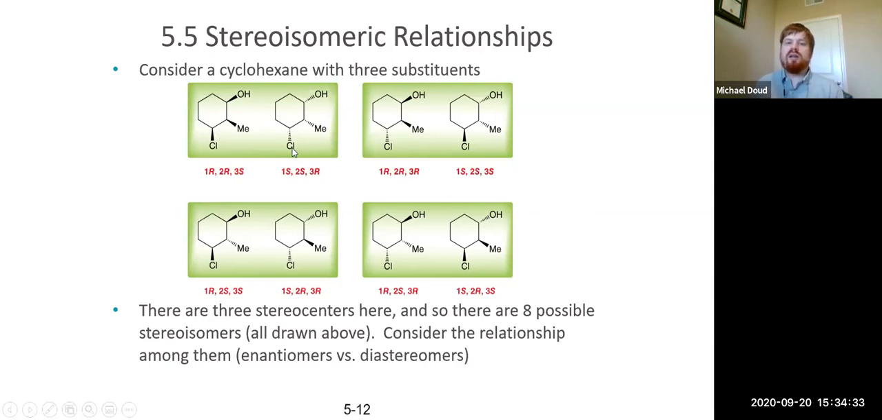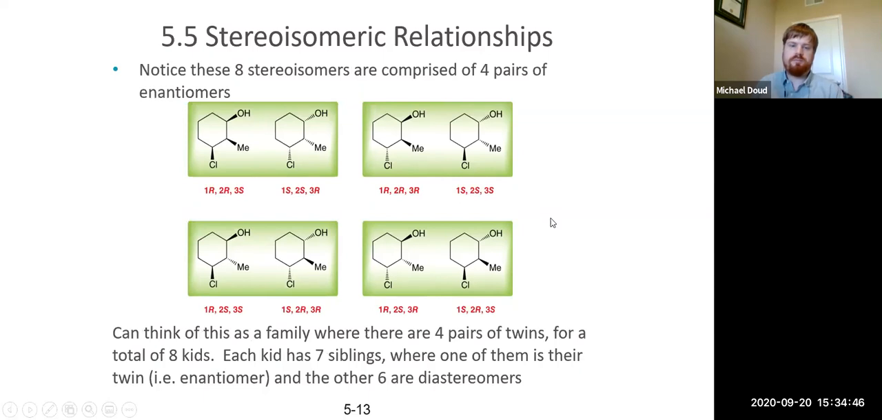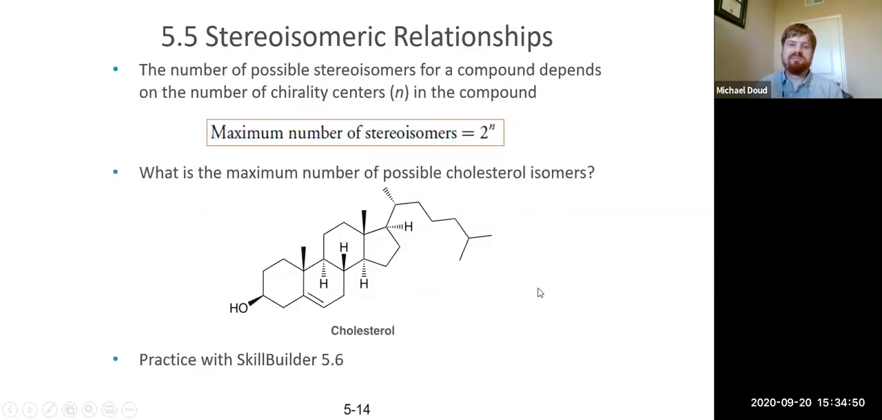So the way you can think about it is like it's a family that's got 4 sets of twins. The twins are the enantiomers. They're exact mirror images of one another. But they're all siblings to one another. In other words, they're all diastereomers of one another. Yeah, sorry, I stole that example from your book, so there you go.